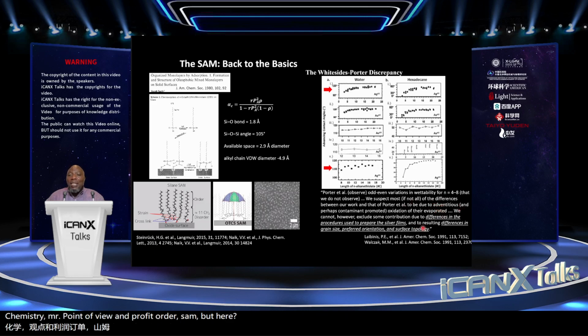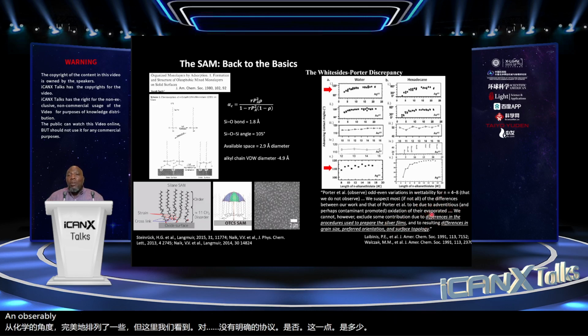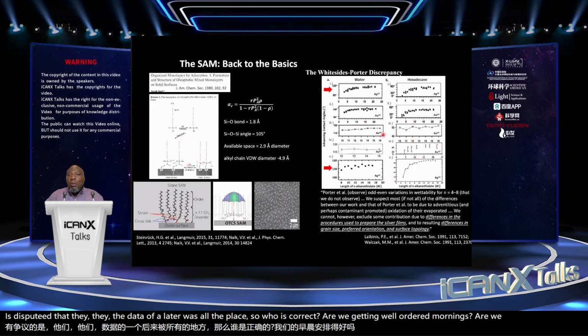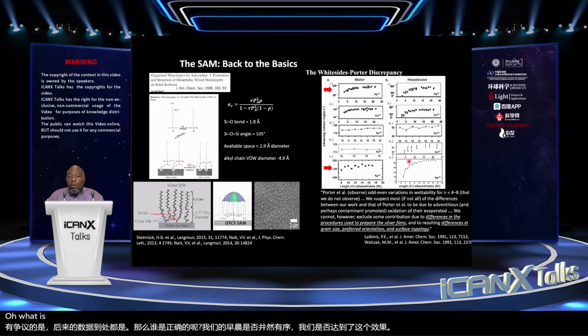But here we see in '91, there is no clear agreement as to whether this is an observable phenomenon or not. And even the people who came after that did not show anything that either confirmed or disputed it. The data that came later was all over the place. So who is correct? Are we getting well-ordered monolayers? Are we getting this odd-even effect? Or what is going on?